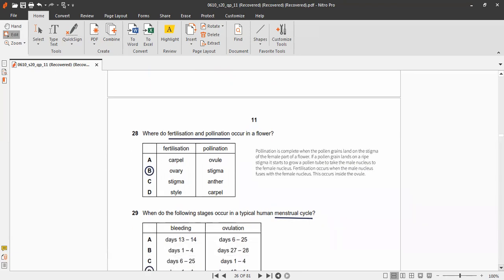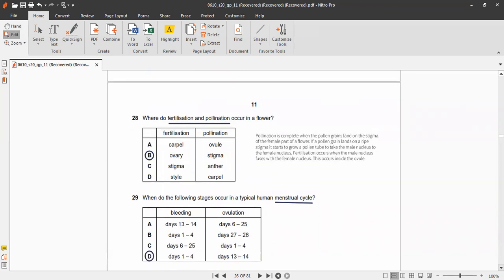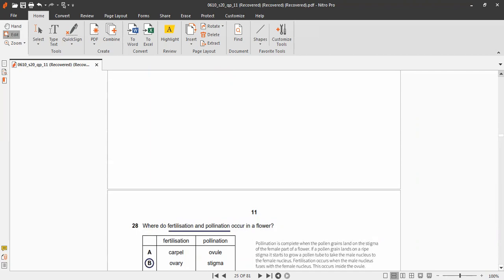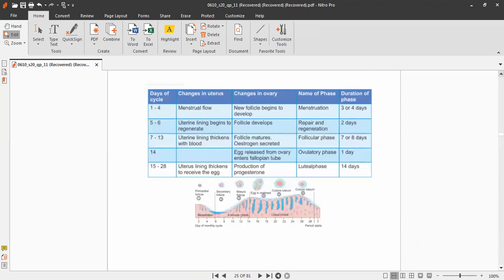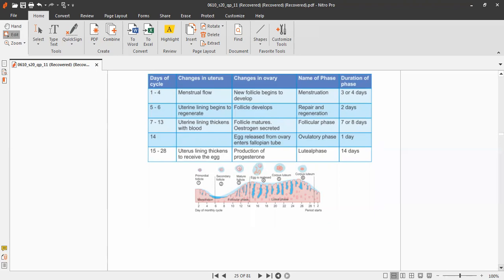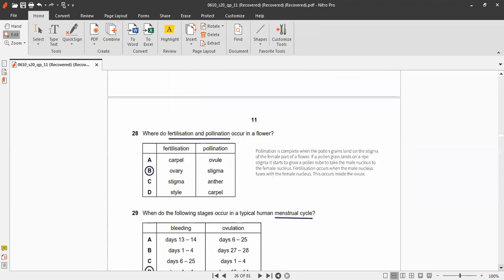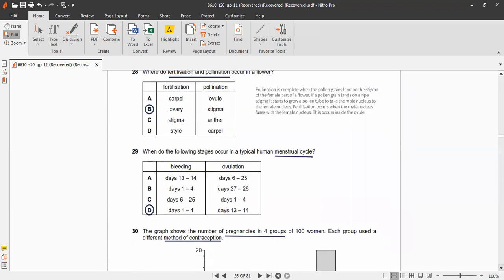When do the following stages occur in a typical human menstrual cycle? Bleeding and ovulation. Bleeding, yes, here days 1 to 4, menstrual flow and menstruation, and day 14, ovulation. The egg is released from the ovary and enters the fallopian tube. So the correct answer is D.